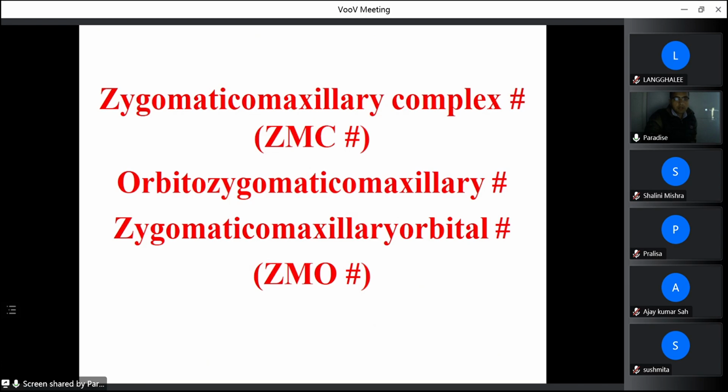Next is zygomatic-maxillary complex fracture, or it is also known as orbito-zygomatic-maxillary fracture, or zygomatic-maxillary orbital fracture. ZMC fracture is an old term. The more accurate term will be zygomatic-maxillary orbital fracture, because always the zygomatic bone involves the orbit. So it's better to say zygomatic-maxillary orbital fracture. All these are synonyms.